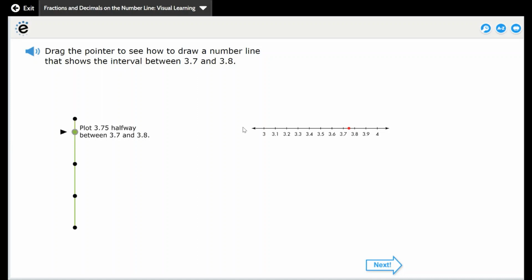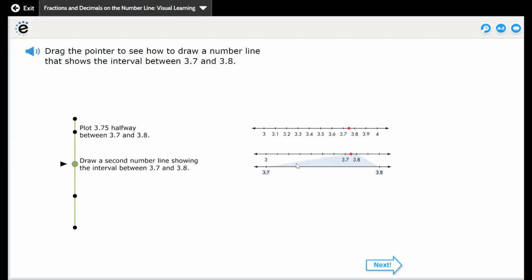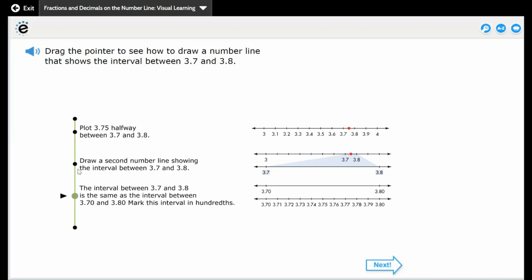So from 3 to 4, 3 point. This, the red one, is between 3.7 and 3.8. And the second number line is showing between 3.7 and 3.8. The interval between 3.7 and 3.8 is the same as the interval between 3.70 and 3.80.